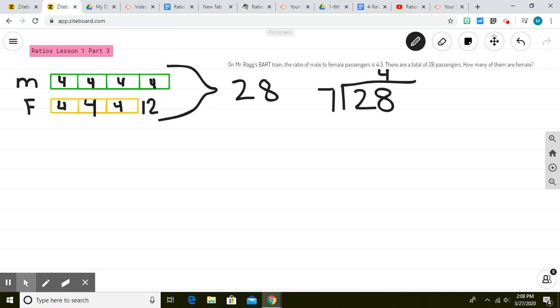Let's find out how many males there are, just to extend the question a bit here. So this would be 4 times 4. What's 4 times 4? 4 times 4 is 16. Nice. So to answer our question, there are 12 female passengers.